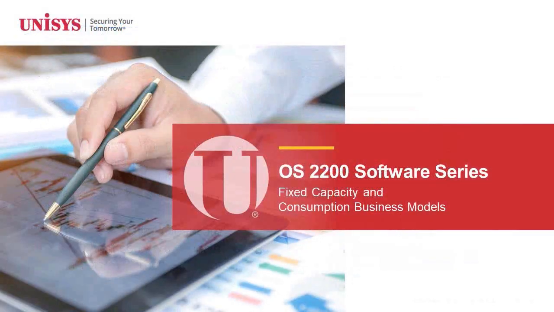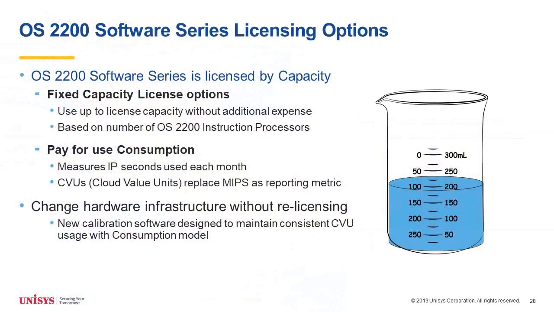I'm going to talk now a little bit on our licensing models just to give you a feel for the capacities that are available for the OS 2200 software series platforms. Again, with the whole concept that the client gets to choose the underlying hardware infrastructure, we really couldn't do a licensing model based on performance, based on the standards that we'd used with our Dorado family, such as MIPS. So the software series is licensed on capacity.